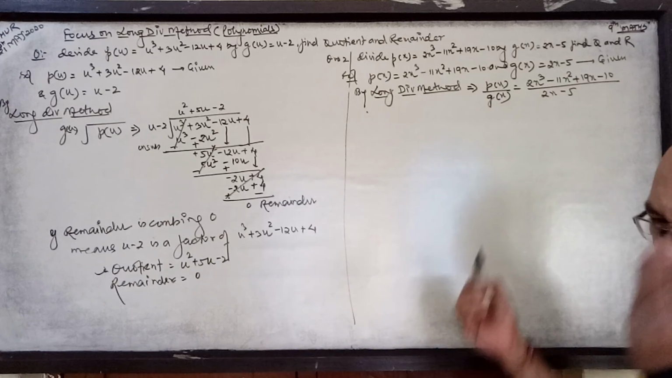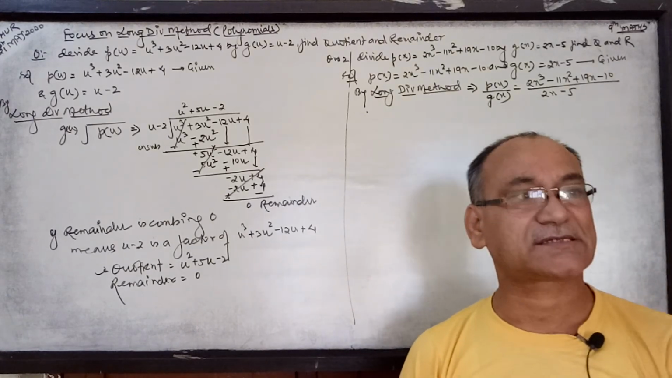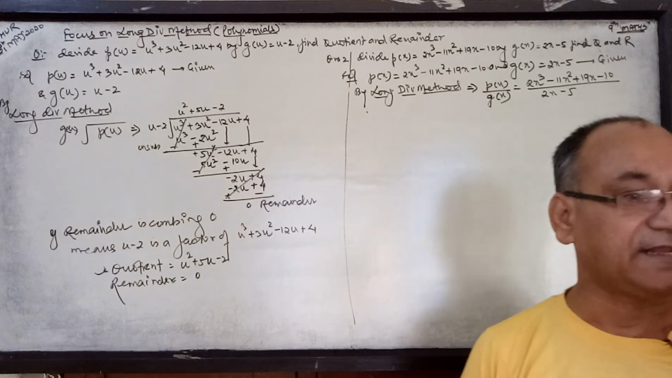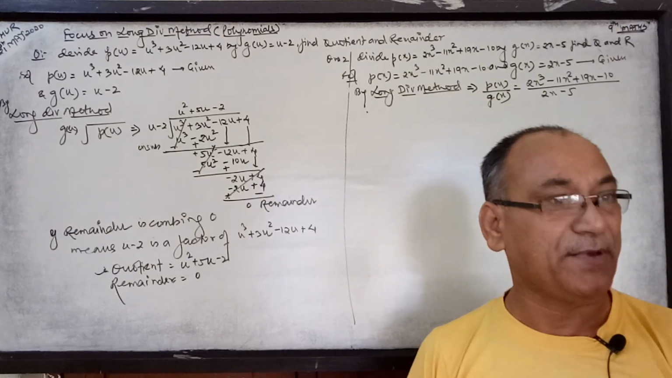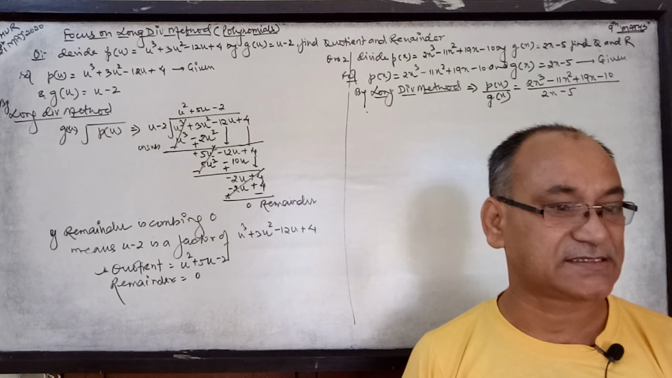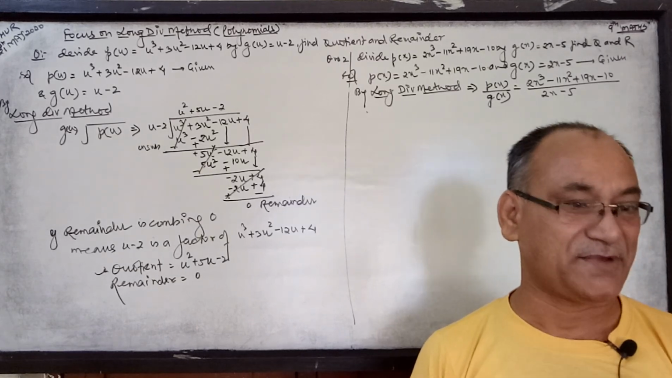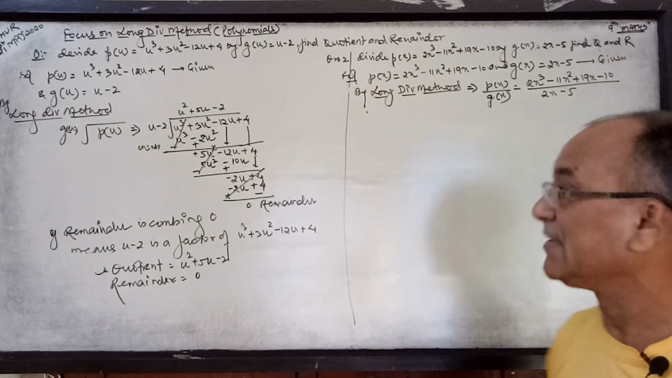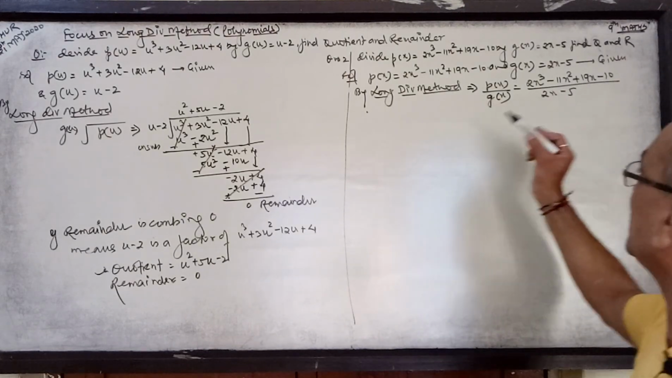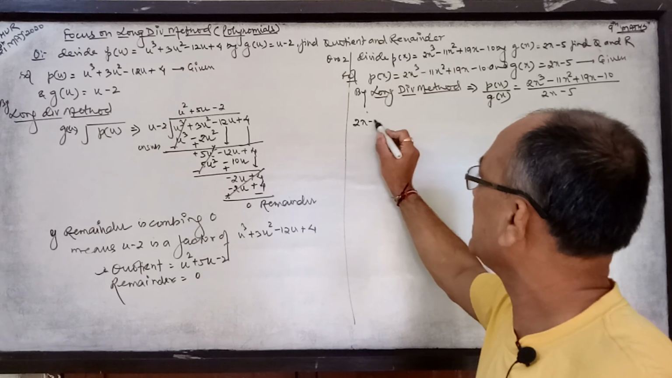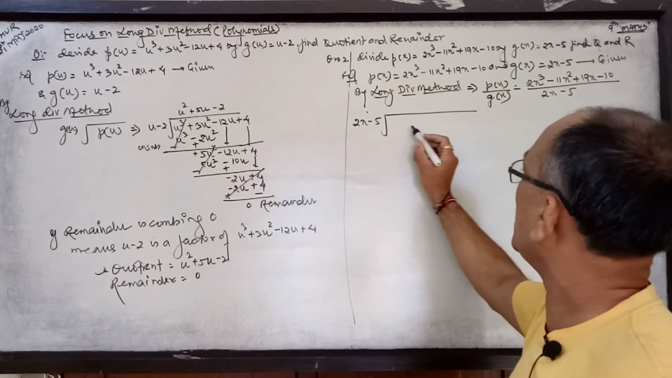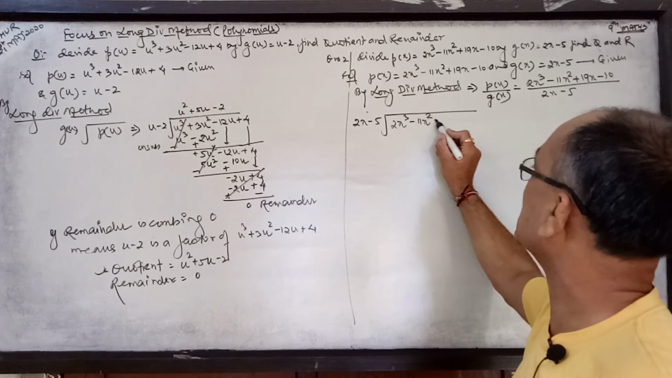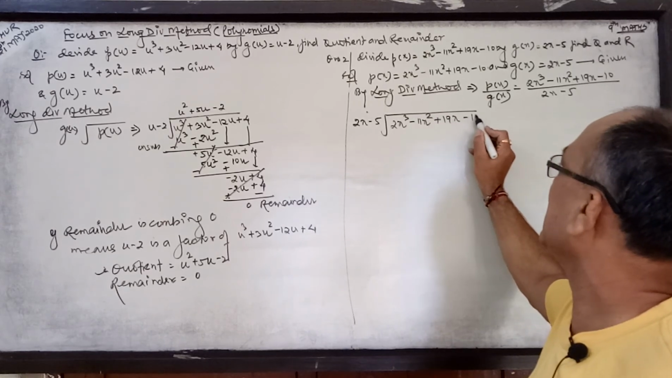If we go a bit further, there is another reason: if p(x) is divided by g(x) and the remainder is 0, it is called the factor theorem. But right now we are only focusing on this, so now you have to divide 2x cube minus 11x square plus 19x minus 10 by 2x minus 5.